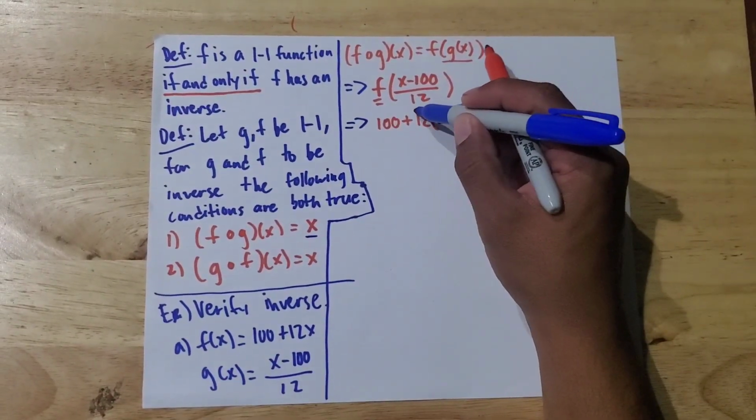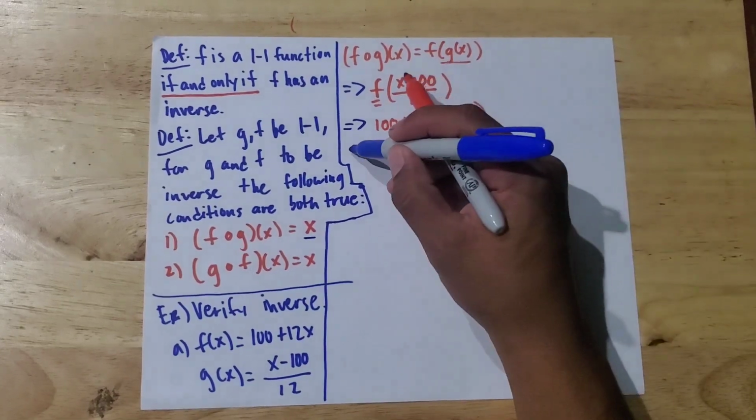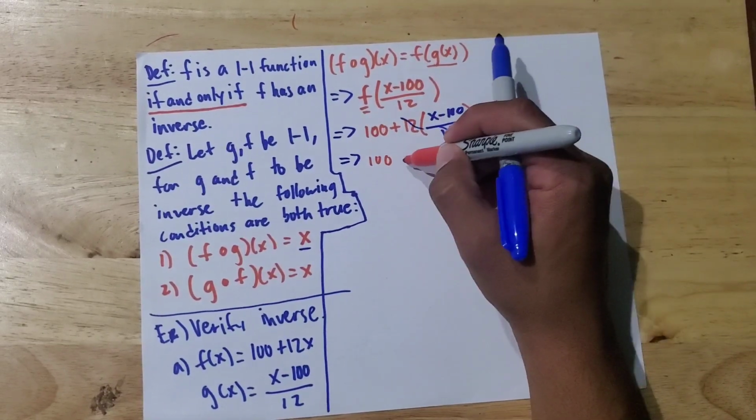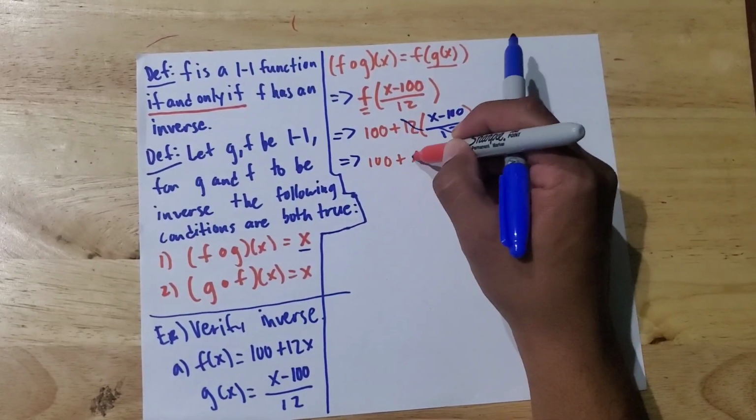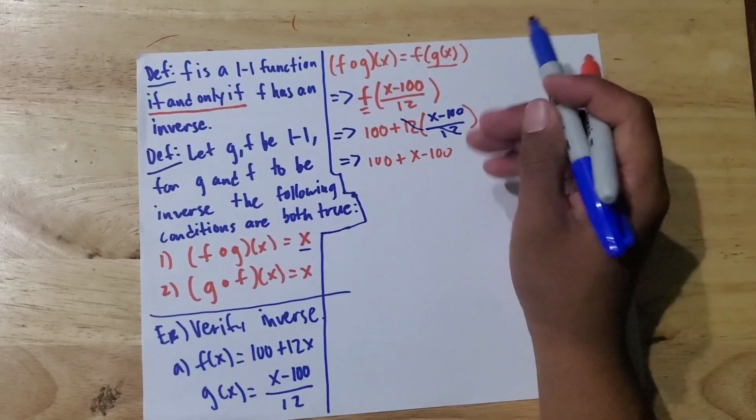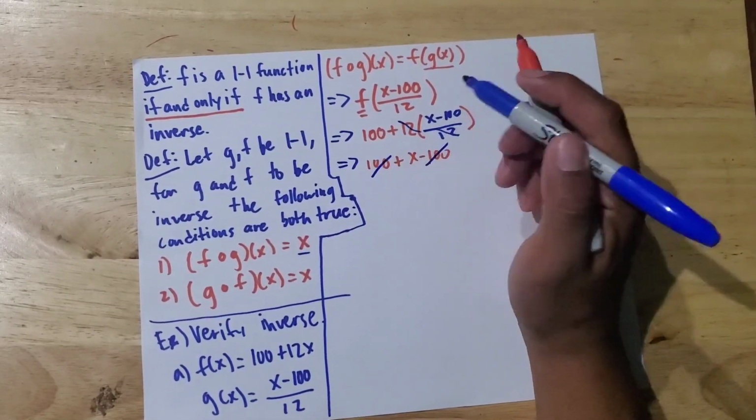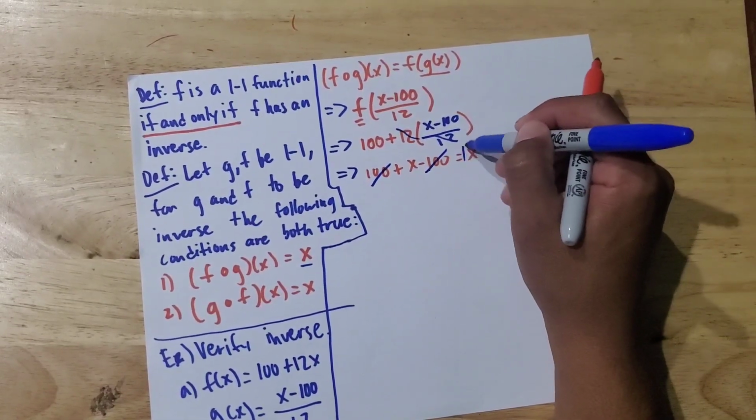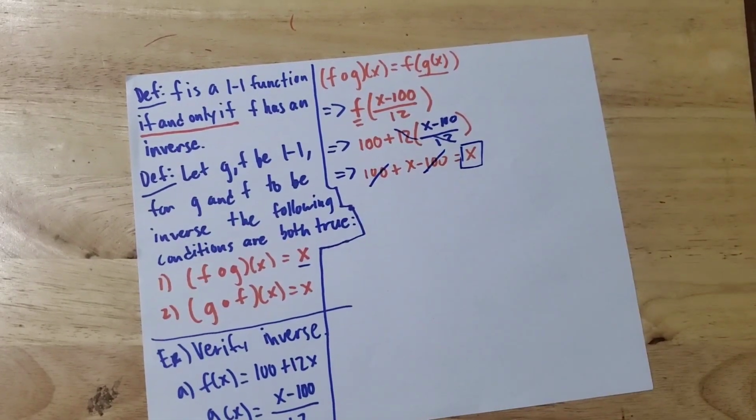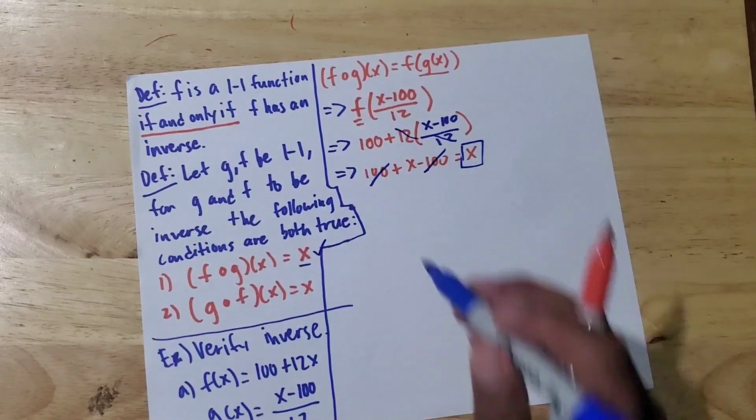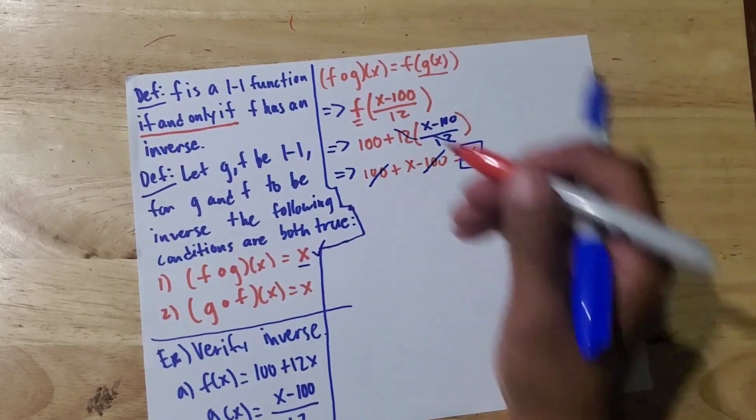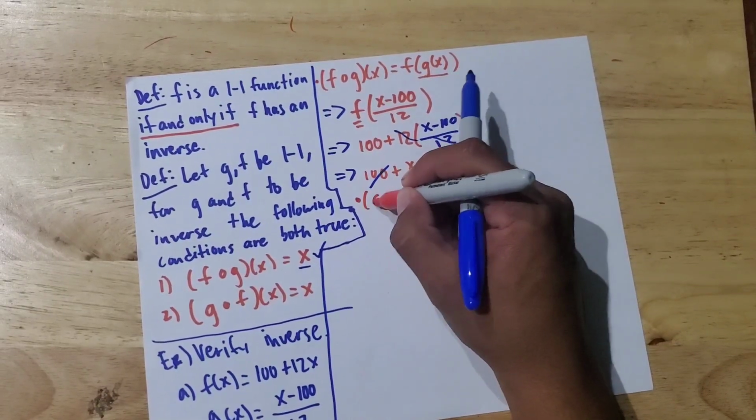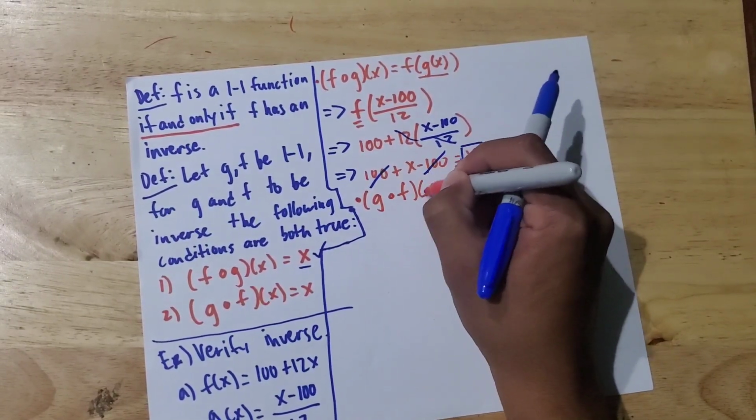So right now I know these two 12s will simplify each other, leaving me with 100 plus x minus 100. And what do you know? These cancel and you're left with exactly x. And again, you're not done yet, but that is something that we wanted. We wanted to end up with x. So check, we did that. But now we have to do it in the other direction. So that's g of f of x.